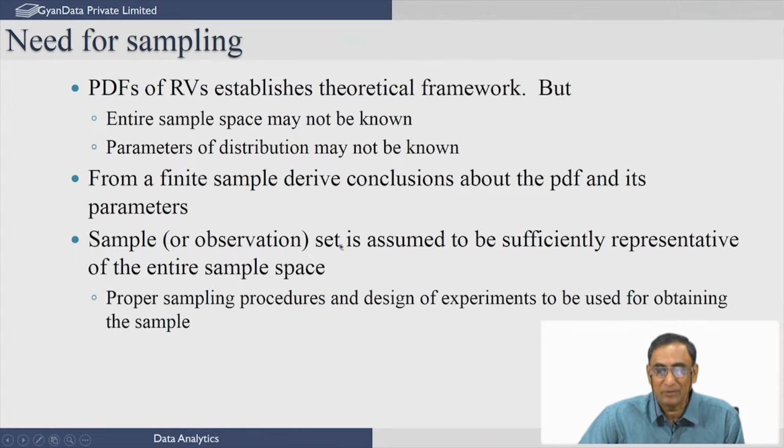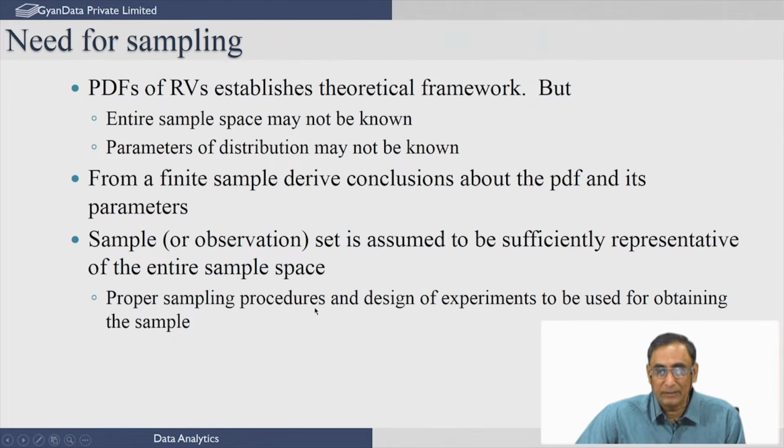So, the sample or observation set is supposed to be sufficiently representative of the entire sample space. Let us take an example. Suppose you want to find out the average height of people in the world. You cannot take heights of American people alone, because they are known to be much taller compared to the Asian people. So, when you take samples, you should take examples from, let us say, America, from Europe, from Asia and so on and so forth, so that you get a representative of the entire population of this world.